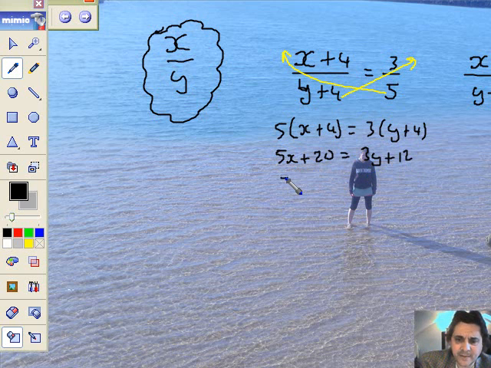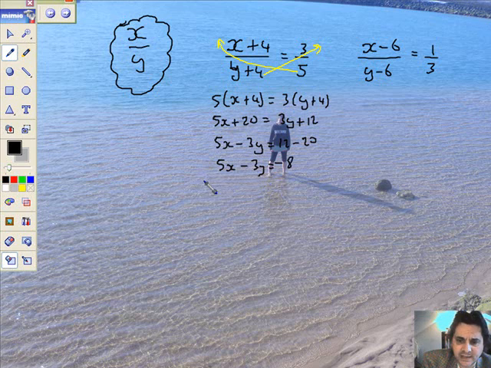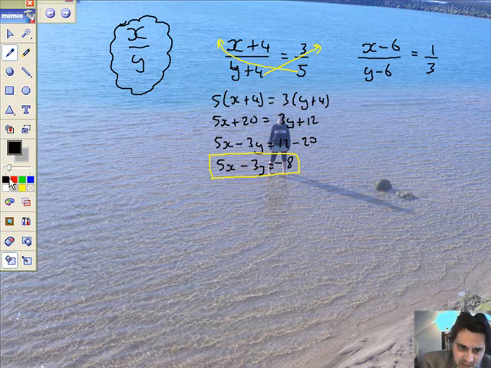Bring the x's and y's together. 5x minus 3y equals 12 minus 20. Simplifying further, 5x minus 3y equals minus 8. Now stop there, because I've got myself a nice little equation. Not simultaneous yet. Let's do his brother, same way.